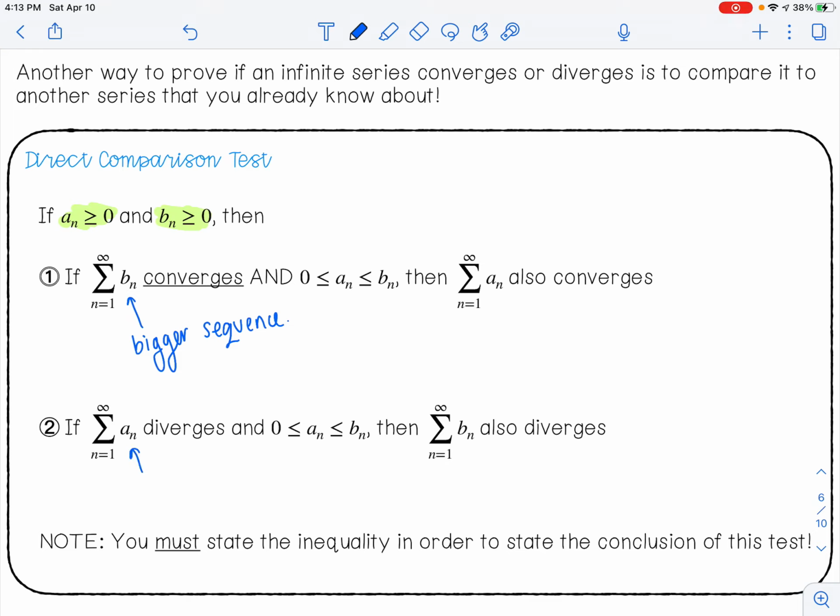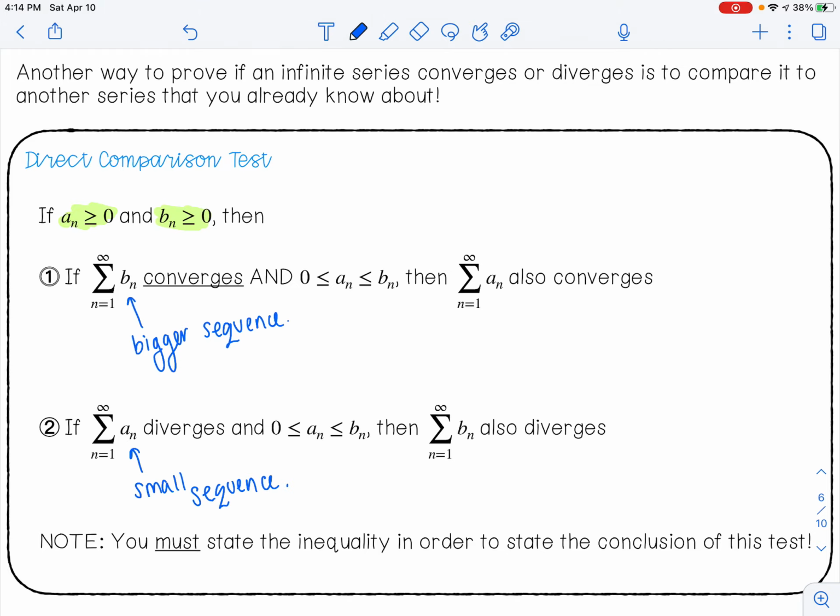And then we have the opposite. If you take the smaller sequence, A of n, and that one diverges, like you know for a fact that that one diverges, then you can say, well, if the smaller one diverges, the bigger one also has to diverge. So something that's really tricky about this one is you have to state the inequality. You have to say which one is the smaller one and which one is the bigger one in order to use this. So I personally, between the two comparison methods that we're going to talk about, I like the other one better, but this one works really well for some basic things too.